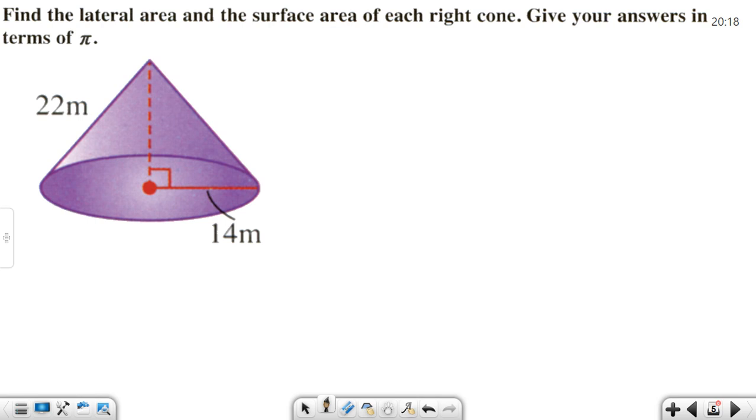Now, I haven't talked about the lateral face or area of the cone. The lateral area of the cone is equal to pi r multiplied by slant height. That's how we calculate it. And the surface area equals lateral area plus base. Now let's calculate. The slant height is given, 22.